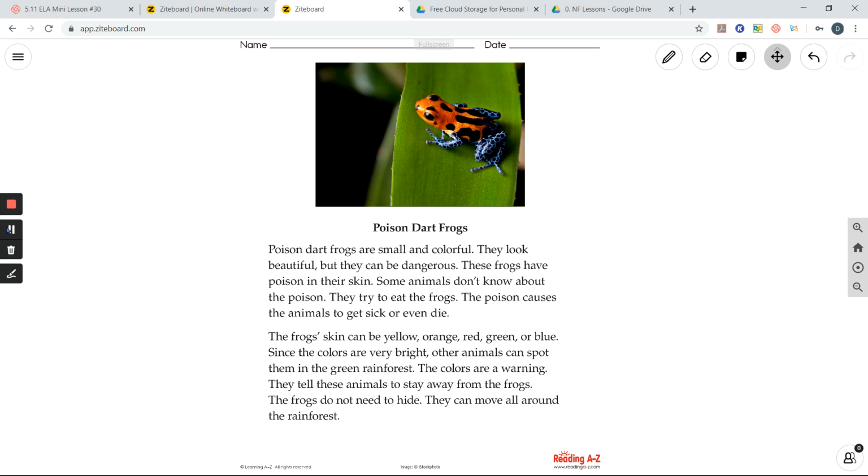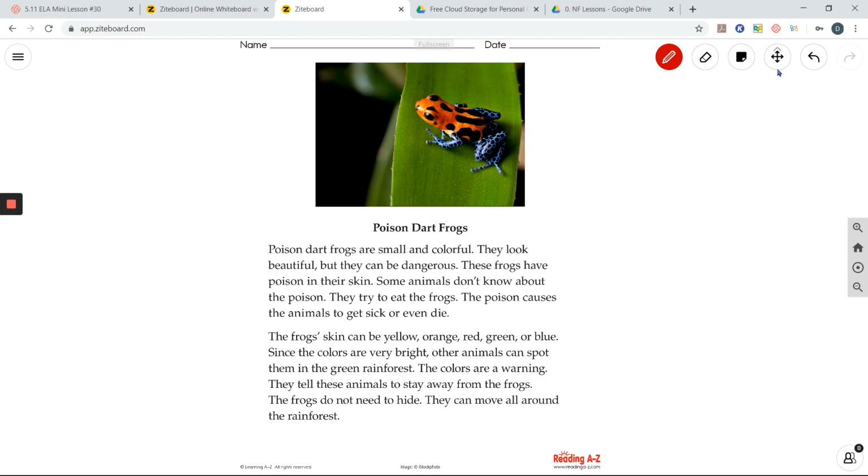The frog's skin can be yellow, orange, red, green, or blue. Since the colors are very bright, other animals can spot them in the green rainforest. The colors are a warning. They tell these animals to stay away from the frogs. The frogs do not need to hide. They can move all around the rainforest.